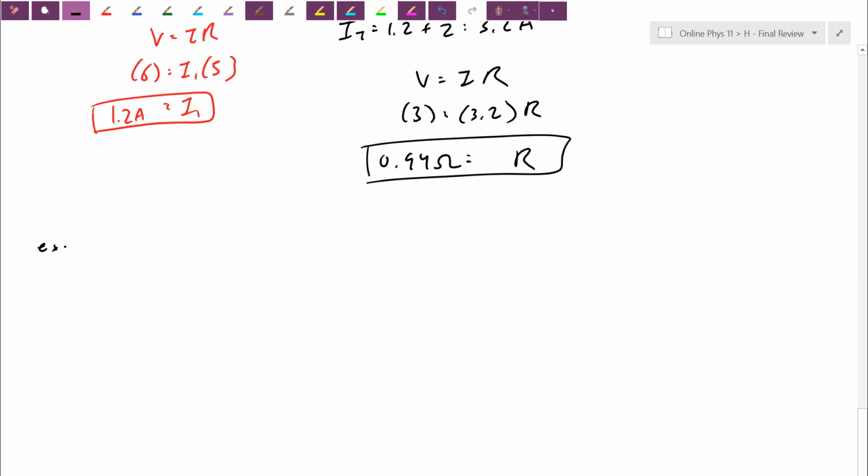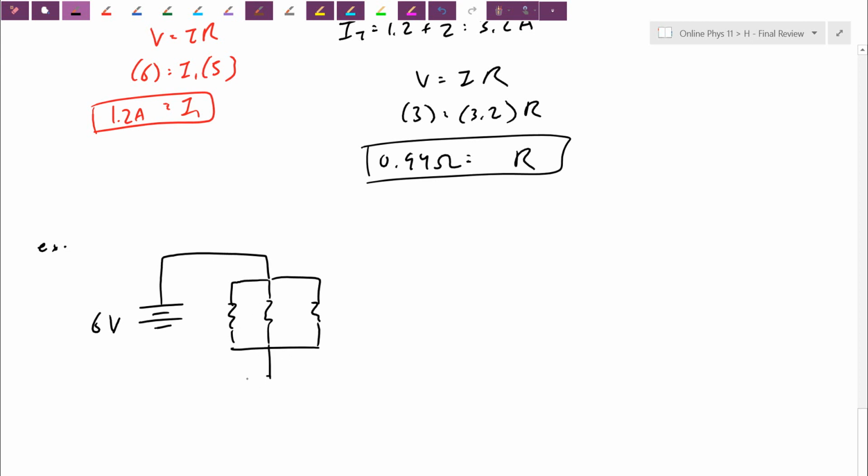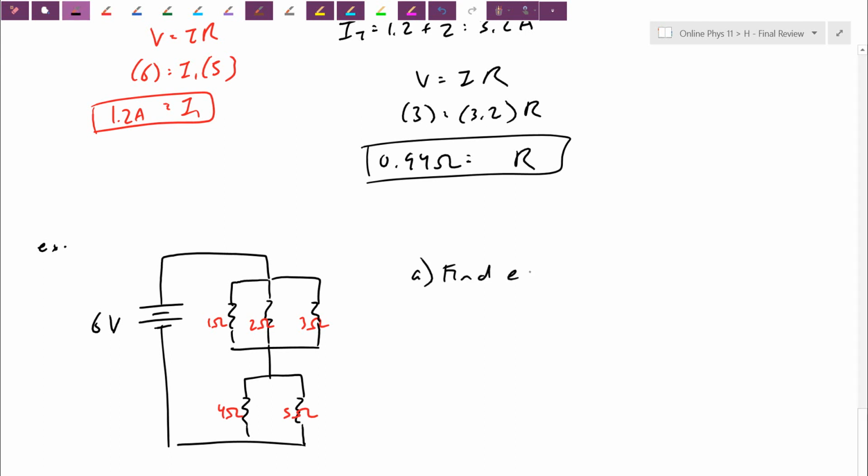This one I'm going to leave for you to solve. Let's imagine this time I have my battery, it's 6 volts. This time I have 3 parallel paths, and then it runs into 2 parallel paths. This can be horrendous here. What I'm going to give you in this question is all the resistances. So 1 ohm, 2 ohm, 3 ohm, 4 ohm, 5 ohm, just to keep things really simple. I want you to calculate for me, A, find the equivalent resistance.